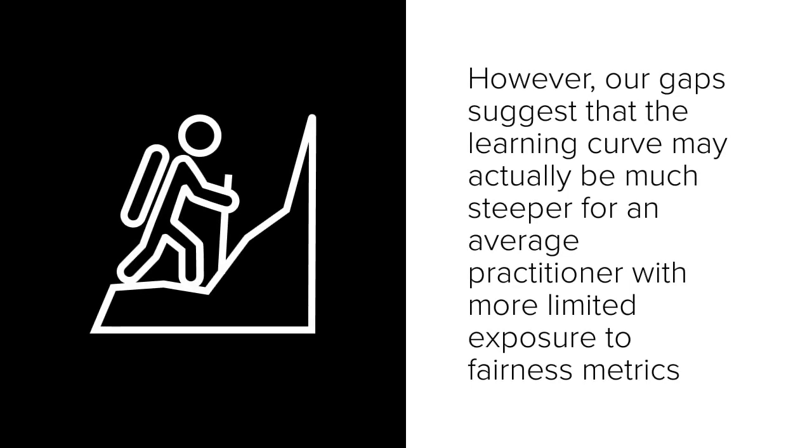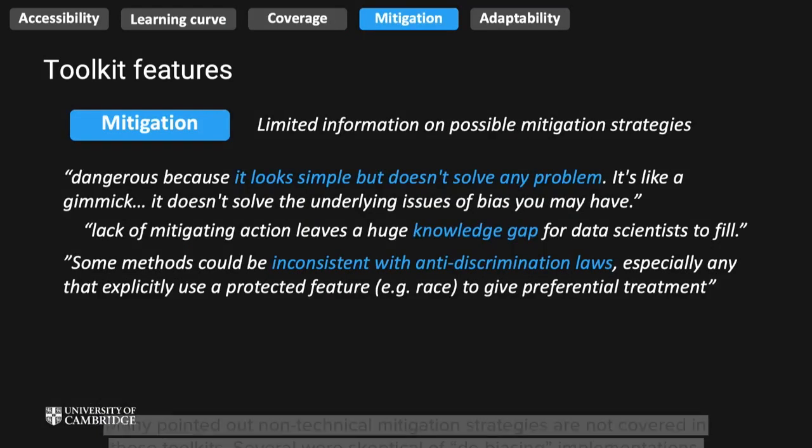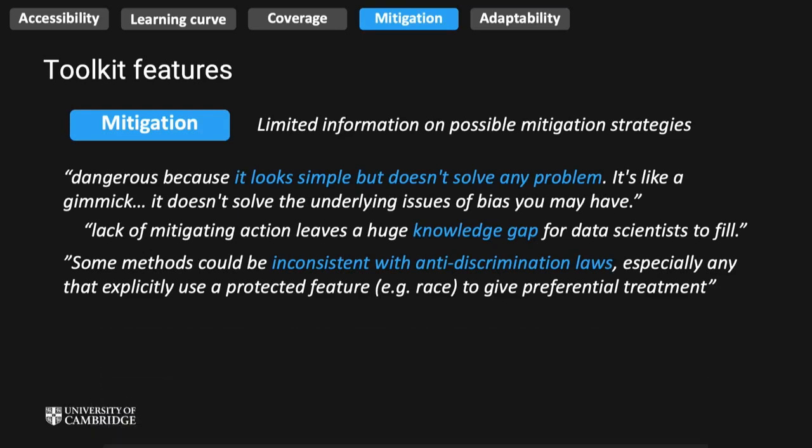exposure to fairness metrics. Toolkits also focus on the model build and evaluation process and largely overlook the remaining model lifecycle, such as checking whether the dataset is representative and analysis of what features are driving the unfairness. Many pointed out non-technical mitigation strategies are not covered in these toolkits. Several were skeptical of debiasing implementations. One interviewee noted that some methods could be inconsistent with anti-discrimination laws.